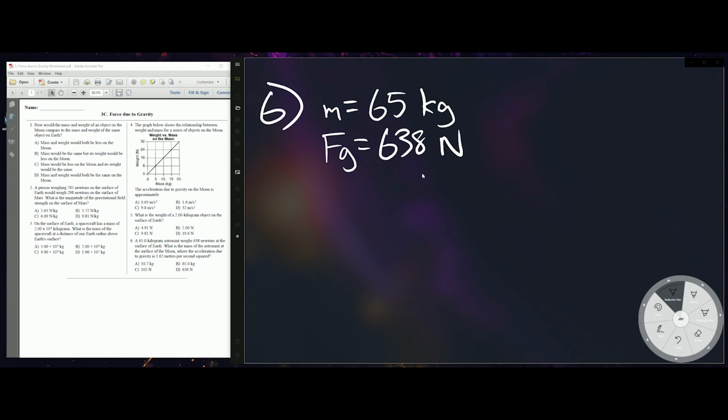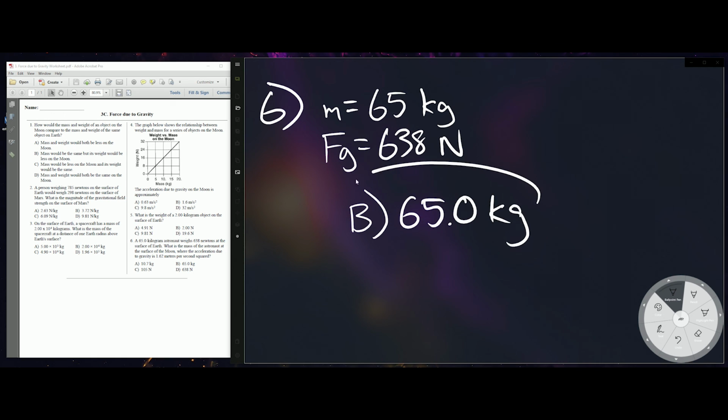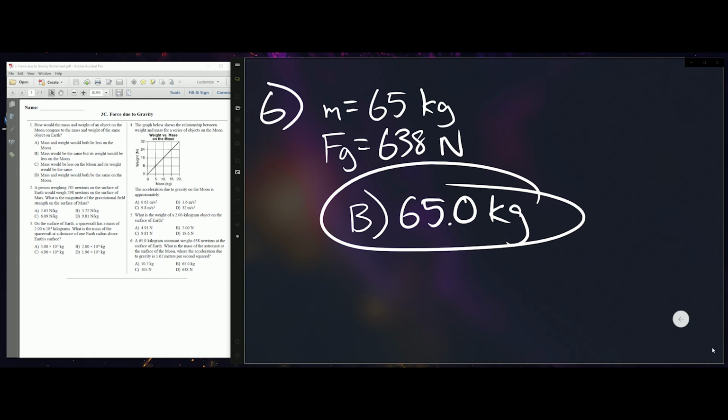6. A 65 kilogram astronaut weighs 638 newtons at the surface of Earth. What's the mass of the astronaut at the surface of the moon, where the acceleration due to gravity is 1.6 meters per second squared? It's still asking you about mass and weight. If you have a mass of 65 kilograms on Earth, your mass on the moon is still 65 kilograms. That's the answer.